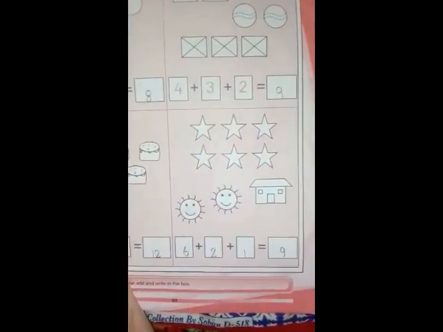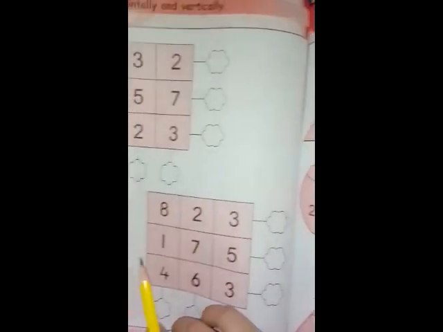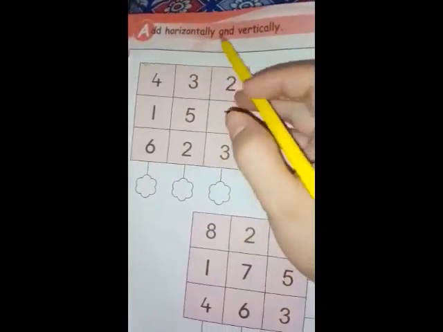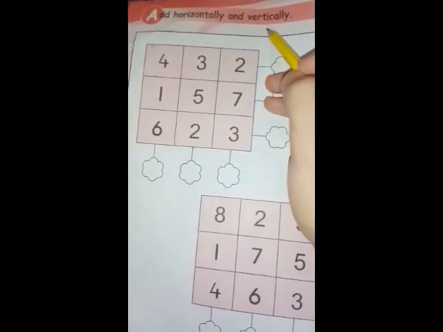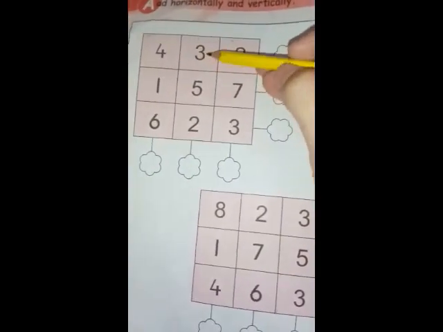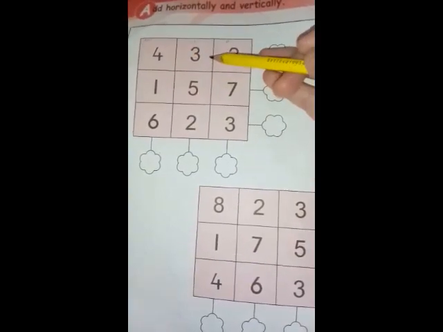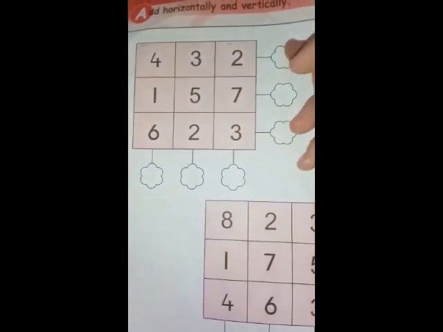Count the next one by following this pattern. Very good. The next one is add horizontally and vertically. Here we have to count the objects given on the page horizontally and vertically. Let's start like this.